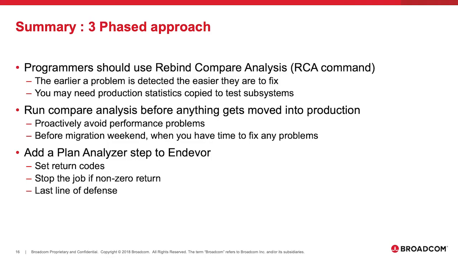If you add the Plan Analyzer step into the Endevor process, you can also set a special return code that is greater than 0 if the access path is not good, if the performance is not good, or if the SQL analysis return code is not good.